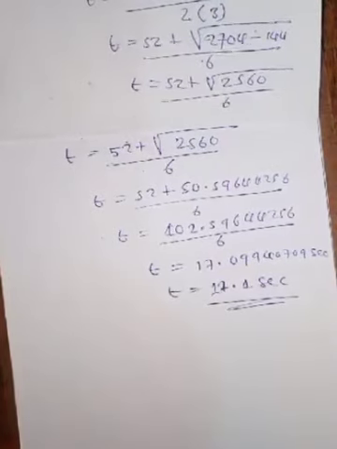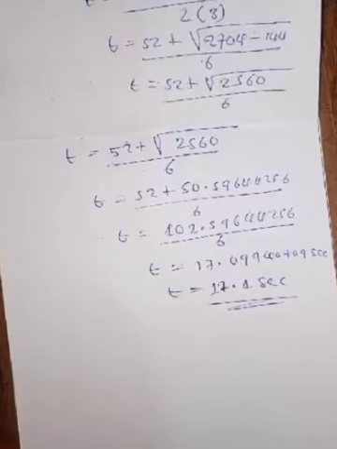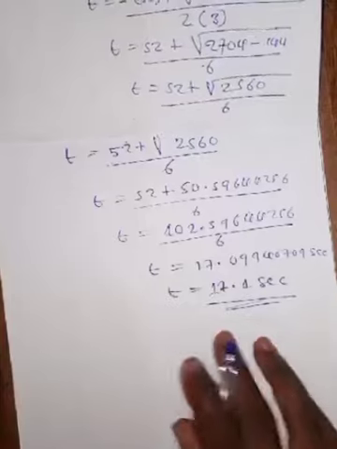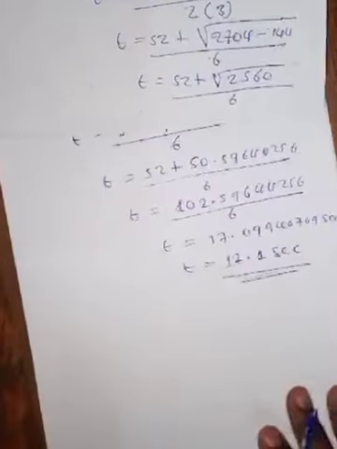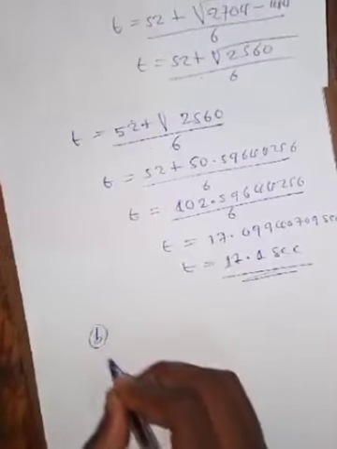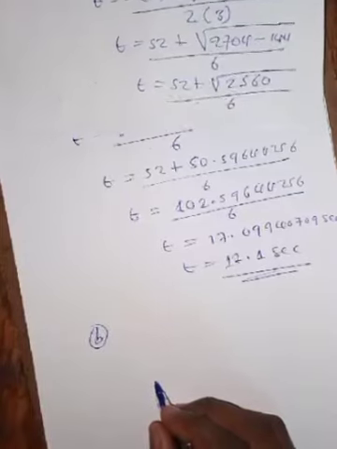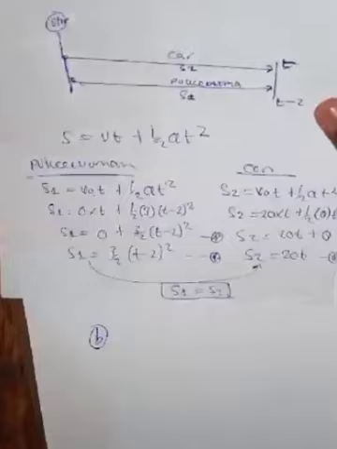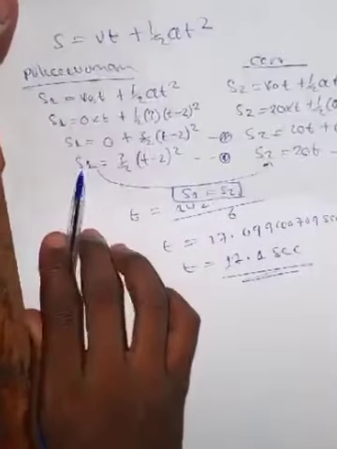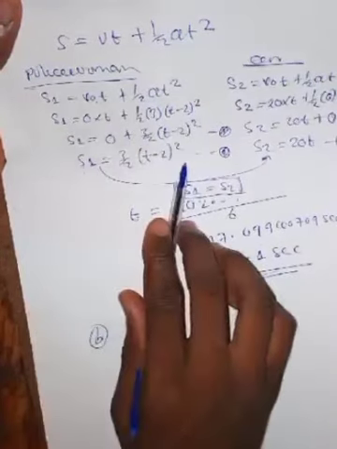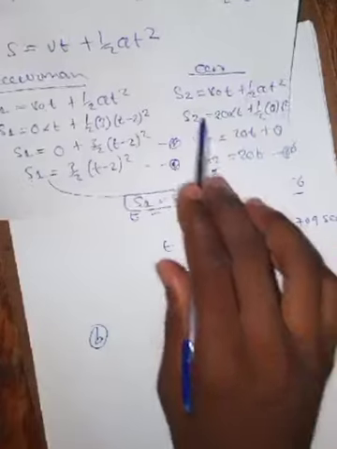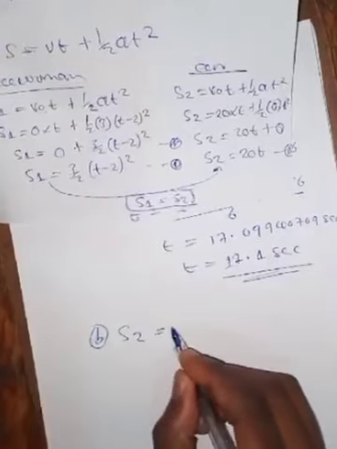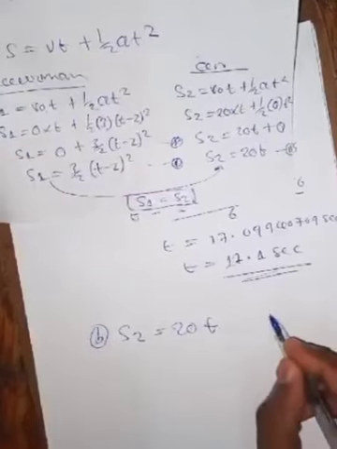So we have answered the first question, which says, what was the question? How long does it take for the motorcycle to catch up with the car? So the second question, which is B, says how far will the car move when this happens? We go back to the equation that we got. The policewoman is this and the car is this. So how far will the car move?